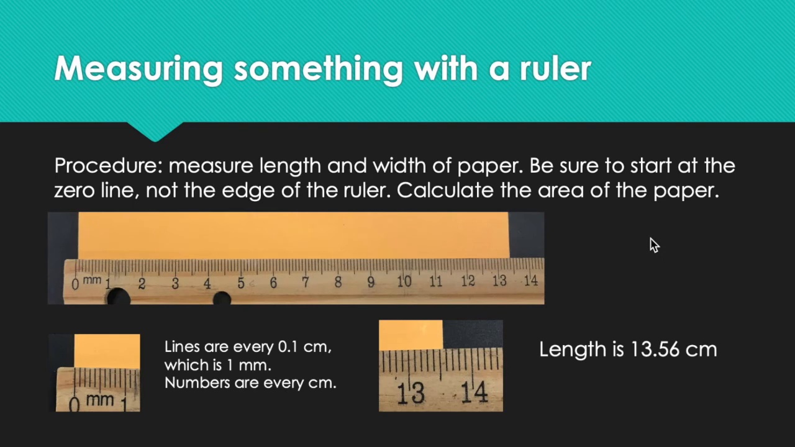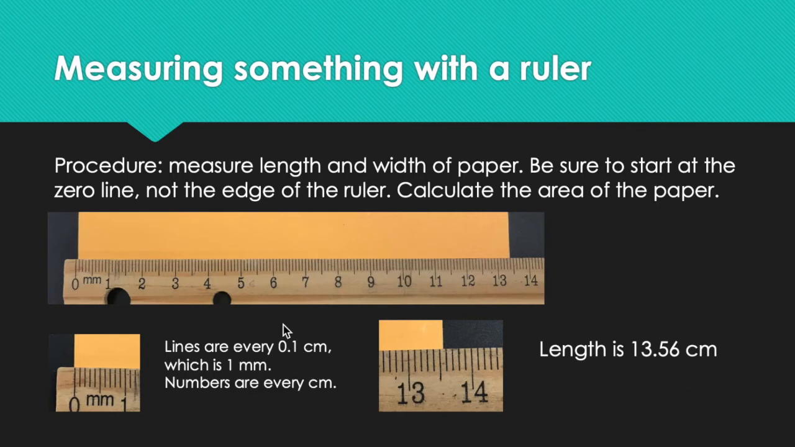So let's try to think of some examples of possible errors that could happen. So here is a fairly straightforward procedure, sort of a beginning of the semester kind of thing, where we're learning how to measure things. And so in lab, we're supposed to measure the length and width of a piece of paper. And there's a little caution in the instructions to be sure to start at the 0 line of the ruler, not at the edge of the ruler. So here is our ruler held up against a piece of paper. We are following the instructions starting at the 0 line, and then we get a measurement of about 13.56 centimeters.